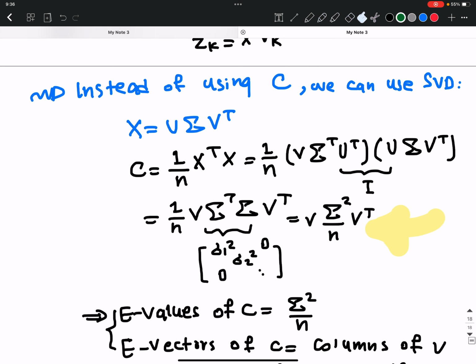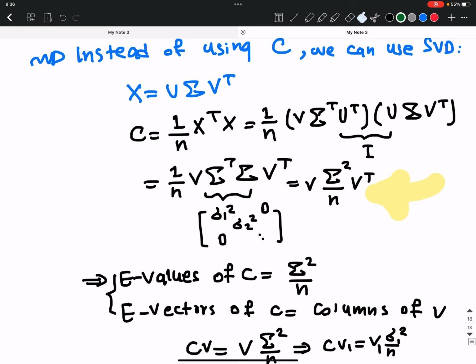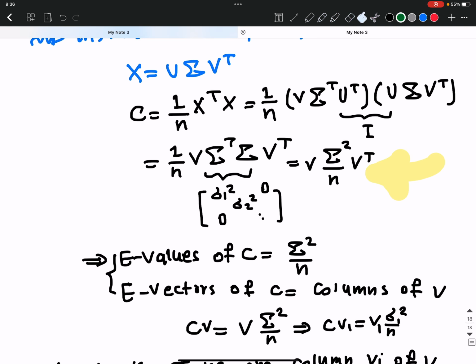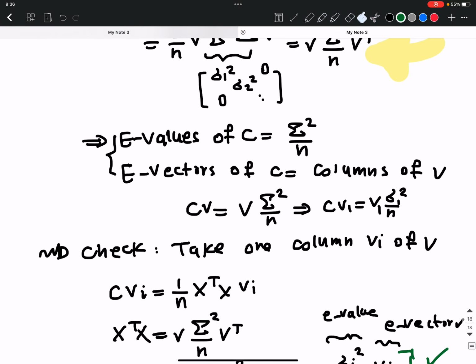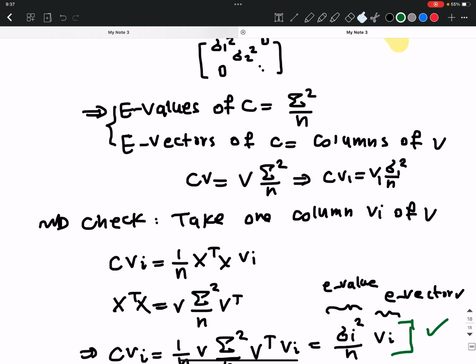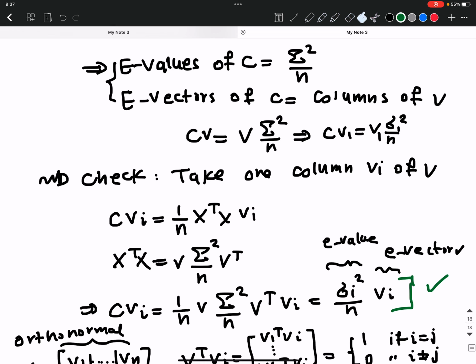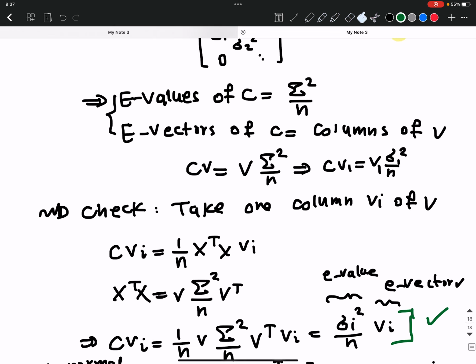Then we showed how we can use SVD here for the C matrix. If you do an SVD of your data first, your C matrix becomes very simple. The eigenvalues of C would be sigma squared over n, and the eigenvectors of C would be the columns of the V matrix. This gives us an orthonormal basis, and these eigenvalues give us the amount of variance in the data. We proved that this is the case in two ways, one simple and one a little more detailed.